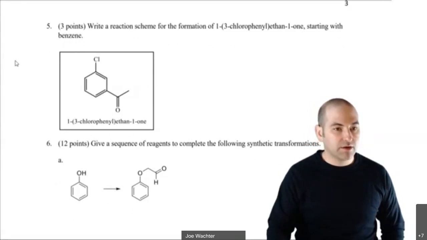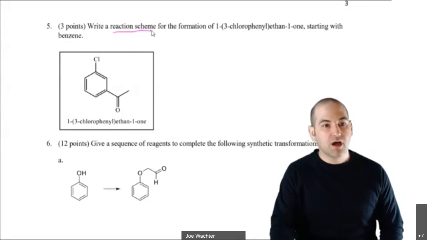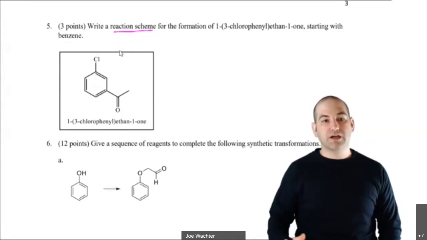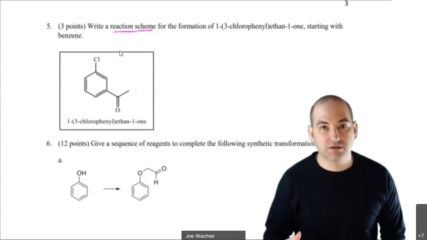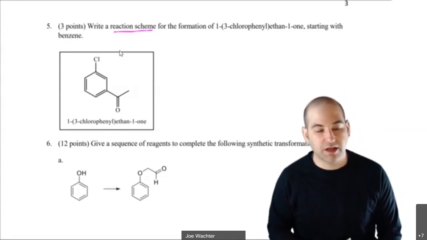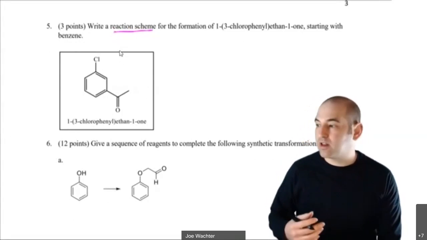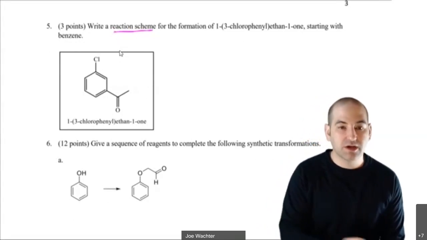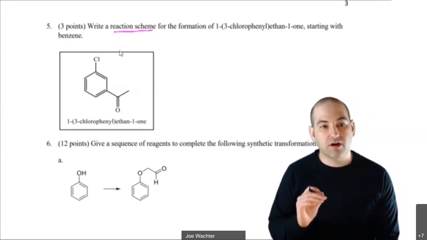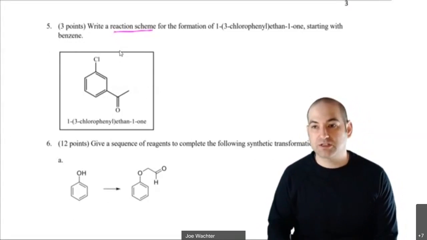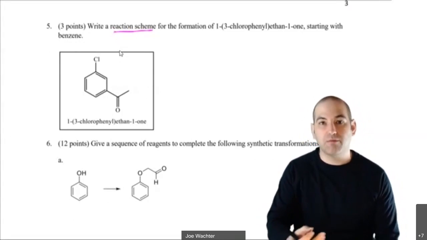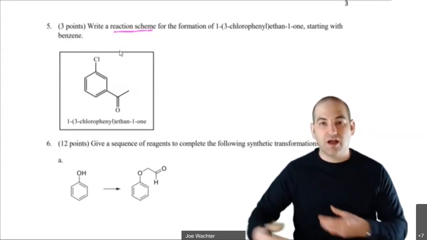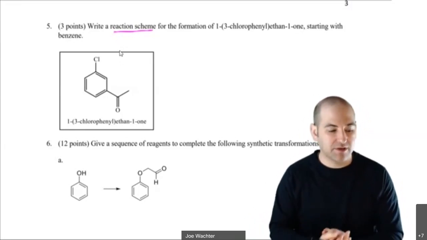All right, so the other question that we often have, so we write mechanisms, but we also often are asking for a reaction scheme or a sequence of reactions or a synthesis plan, which is not the mechanisms, not showing what the electrons are doing in every single step, but rather showing the sequence of reactions. So if I were doing this in a lab, what do I need to add first and then add after that and then add after that?